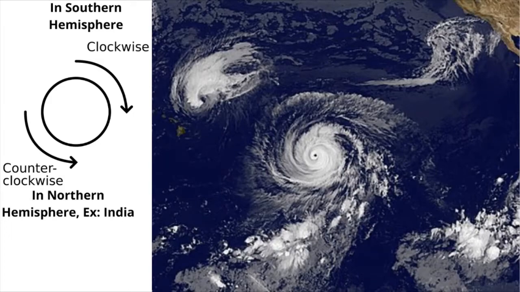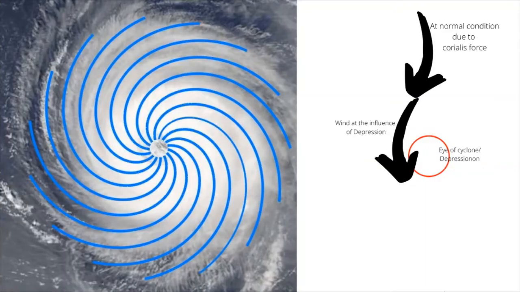Now let us take the northern hemisphere as an example. We are purely in the northern hemisphere. Let me take the Indian Ocean, let me take India. India is present in the northern hemisphere and the wind will flow from Kashmir to Kanyakumari. This is the normal flow of winds. Normally the wind flows from north to south, that is Kashmir to Kanyakumari.